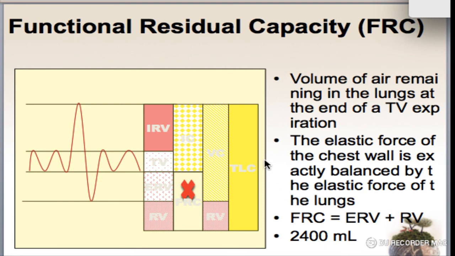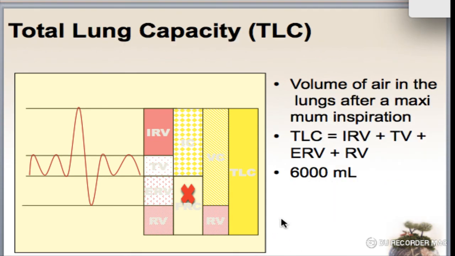We have the FRC, or the functional residual capacity. The FRC is composed of your ERV, expiratory reserve volume, plus your residual volume. So ERV plus your residual volume will be your functional residual capacity, or FRC. The content is almost 2,400 ml. So that is your FRC.